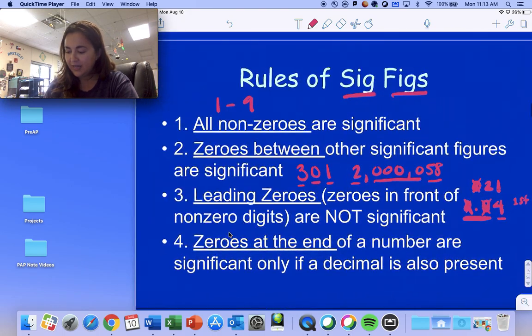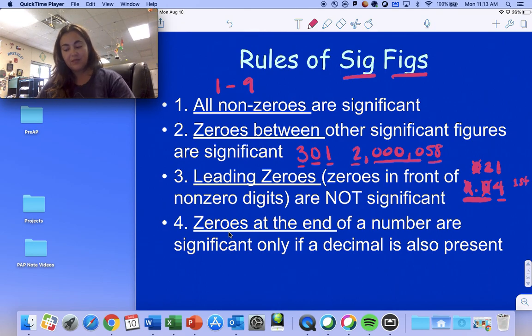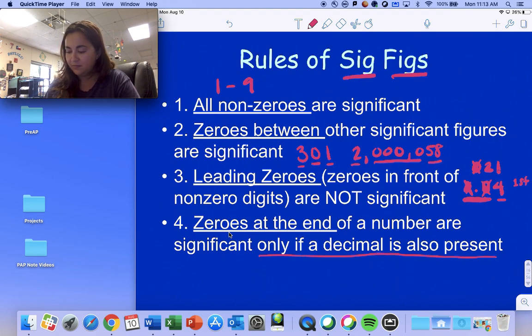Great. The last type of zero we have, between zeros and leading zeros, now we're going to talk about zeros at the end of a number. All these other rules have been always true or always not true. They're just the same always. So 1 through 9, always significant. Between zeros, always significant. Leading, never significant. This is the one rule that is sometimes, and I'll explain that. Zeros at the end of the number are only significant if a decimal is present.